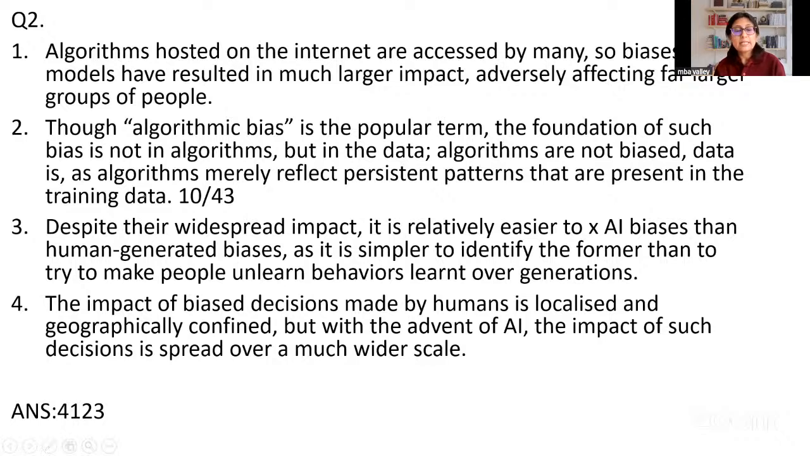So sentence 4 says, the impact of biased decisions made by humans is localized and geographically confined. But with the advent of AI, the impact of such decisions is spread over a much wider scale. Now, the impact of biased decisions. It says, look over here, the impact of biased decisions made by humans is localized and geographically confined, but with the advent of AI, the impact of such decisions is spread over a much wider scale. So now, look at sentence number 4. Sentence number 4 is the best opener line.